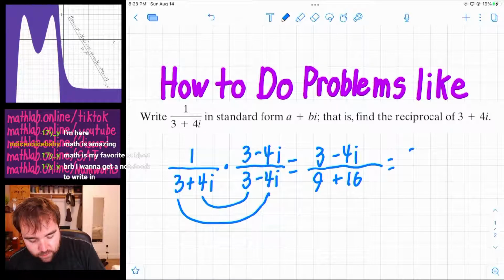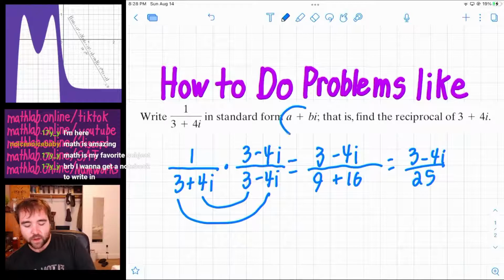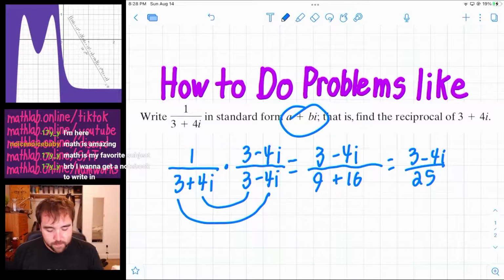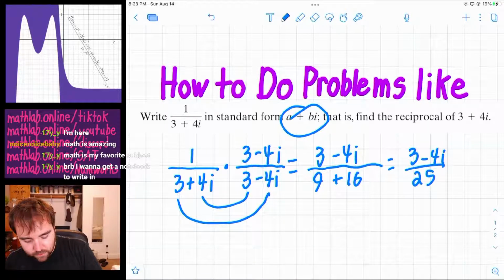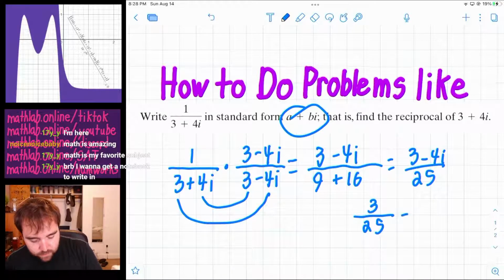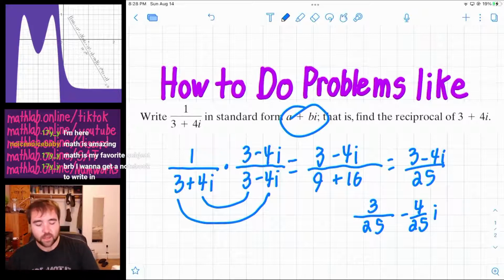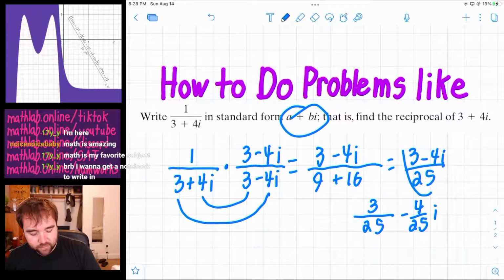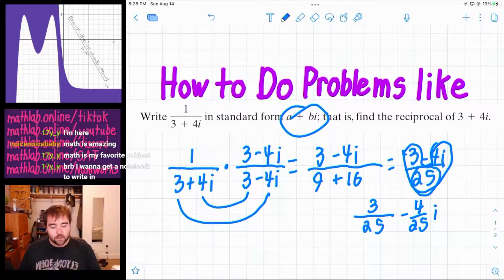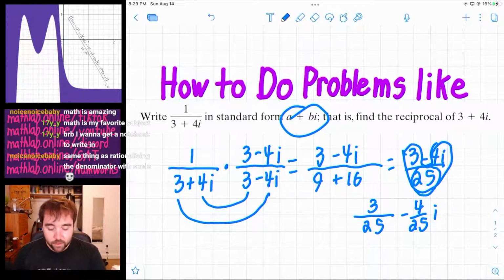So that's 3 minus 4i over 25. And see how they want us to write it in a plus bi form? So that means we got to go 3 over 25 minus 4 over 25 i. See, I always call that hearting it. We have this part of the fraction minus that part of the fraction, and that looks like a heart. And there we go. That's our answer.